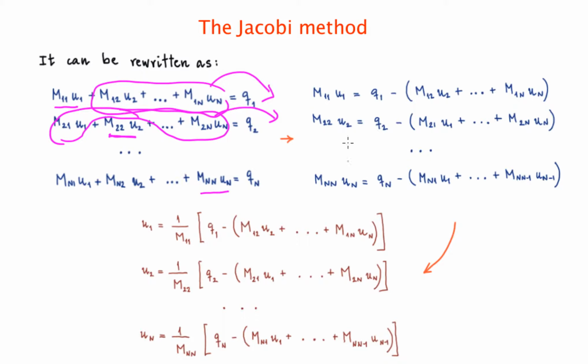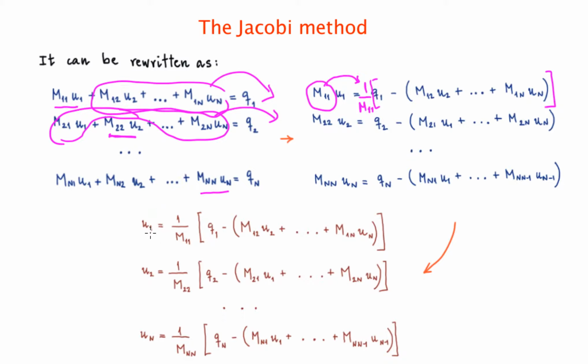That's the first thing. The second thing is that on the left, we are going just to clear u1, u2, and un. For that, we are going to bring this m11 to the other side, basically by multiplying everything by 1 over m11. And the same with m22, and so on and so forth. And this is the new way of writing the same system of equations, basically.